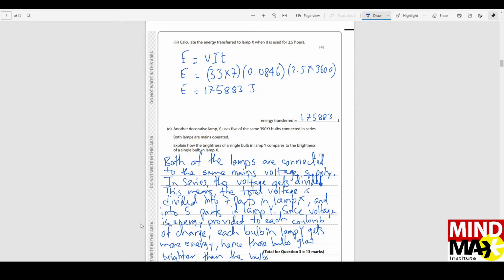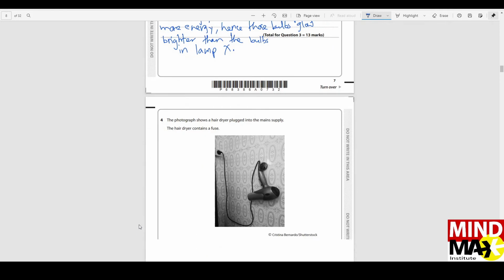Because we know that the voltage gets divided in a series circuit, in lamp X it got divided into 7 parts, in lamp Y it is getting divided into 5 parts. So of course the divisions are fewer in lamp Y. Because the divisions are fewer, the voltage across each bulb in lamp Y is more. And what do we know voltage is? Voltage is energy per coulomb. So because more energy is provided to each bulb in lamp Y, each bulb in lamp Y glows more than each bulb in lamp X.